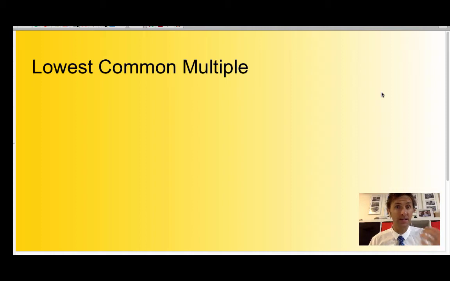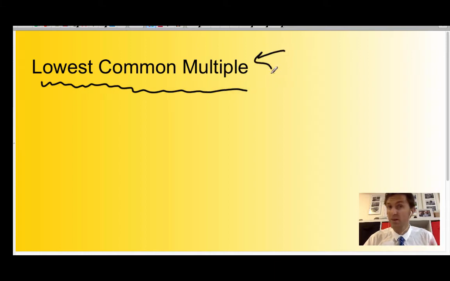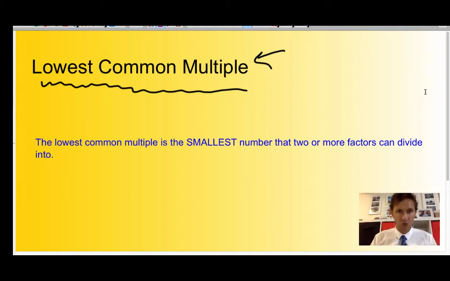Now we're up to, what does lowest common multiple mean? We had to understand really what multiples were before we could really get here. So I'm going to write down exactly what the lowest common multiple means. Here it is. The lowest common multiple is the smallest number that 2 or more factors can divide into. I'll read it again. The lowest common multiple is the smallest number that 2 or more factors can divide into.